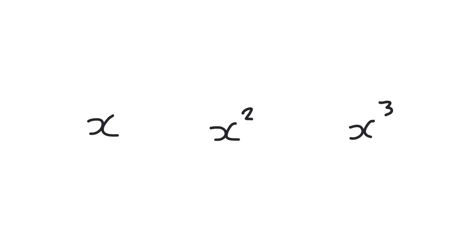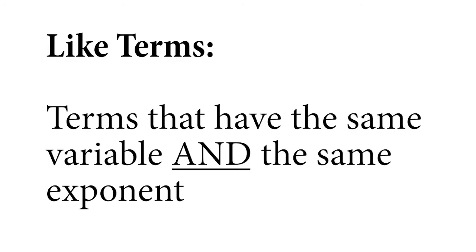So x, or x to the power of 1, is not the same as x squared. These are two different things. And x squared is not the same as x to the power of 3. So whenever you see these, even though they all have x, you have to think of them as being different. You can almost think of them as being levels of the same thing. So x squared is higher up compared to x, and x cubed, or x to the power of 3, is higher up than x squared. But they're different things.